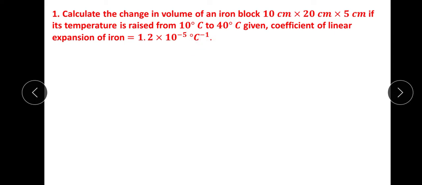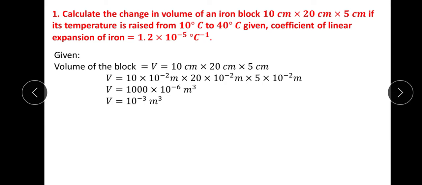So here we have an iron block and its dimensions are given as 10 centimeter into 20 centimeter into 5 centimeter. So these are the length, breadth and height. Therefore, volume of that block is known. Now this block is heated from 10 degrees Celsius to 40 degrees Celsius so that there is a change in its volume. There is an increase in its volume. So we need to find what is that increase in volume.